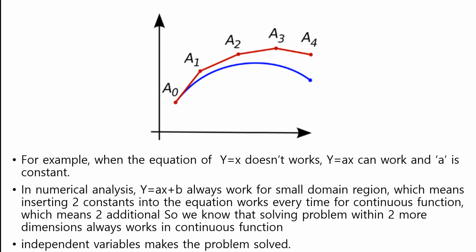In numerical analysis, y equals ax plus b always works for a small domain region, which means inserting two constants into the equation works every time for a continuous function, which means two additional independent variables. So we know that solving a problem within two more dimensions always works for a continuous function. Independent variables make the problem solvable.